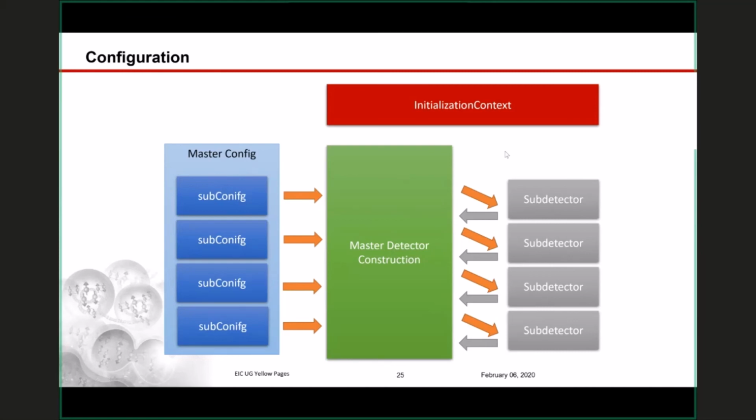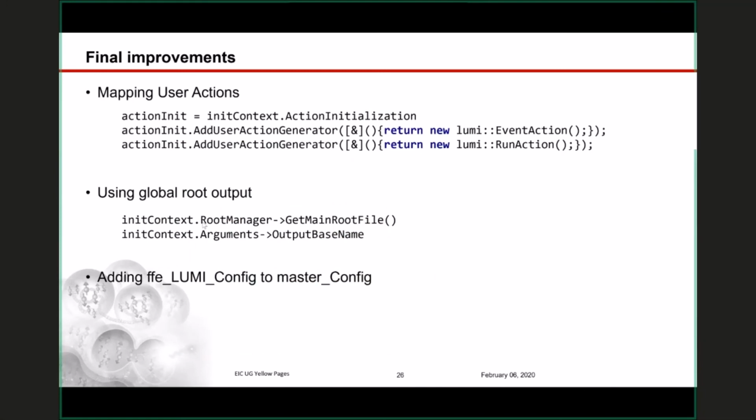And it has all information about, for example, where the main root file is. So if the luminosity monitor doesn't want to create its own root file, but wants to add some data or put something into the main file, that's how it's done. So you can use the initialization context. Another thing, it has all the user arguments, and by arguments we don't mean only flags like the number of threads, but also the output base name. You see that all those files we created have the same base name in the beginning.